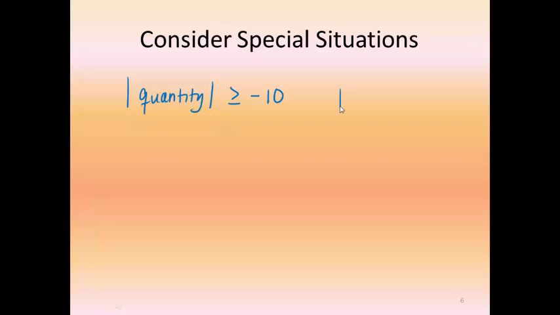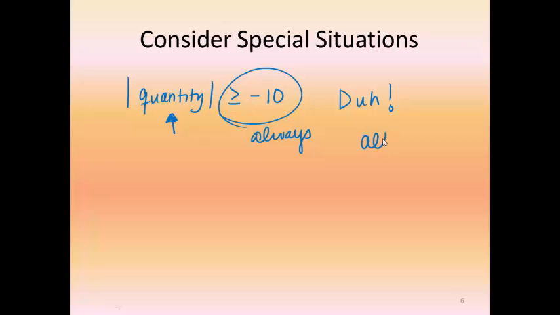I'm hoping you're thinking this. Well, no kidding, it has to be greater than a negative number because it has to be positive or equal to 0. So it doesn't matter what I put in here because my values will always be greater than negative 10. So anytime you have a quantity that is greater than or equal to a negative number, we know that it is all solutions.